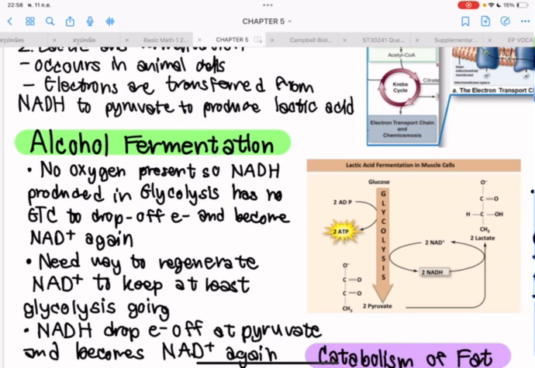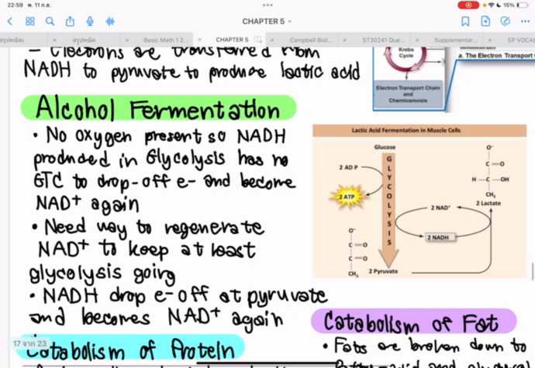Alcohol fermentation: no oxygen is present, so NADH produced in glycolysis has no ETC to drop off electrons and become NAD+ again. Need a way to regenerate NAD+ to keep at least glycolysis going. NADH drops electrons off at acetaldehyde and becomes NAD+ again.